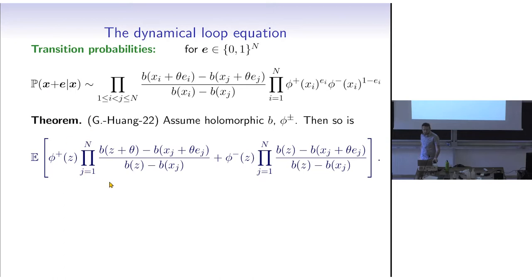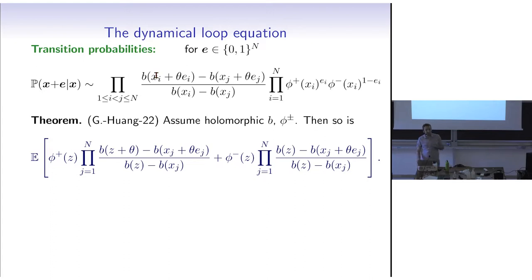So the non-trivial part of the observable is this part. There is one product and there is another product. They're obviously random. You combine them with these coefficients phi plus and phi minus, you take expectations. So you sum over all configurations with weights given by these transition probabilities of your Markov chain.